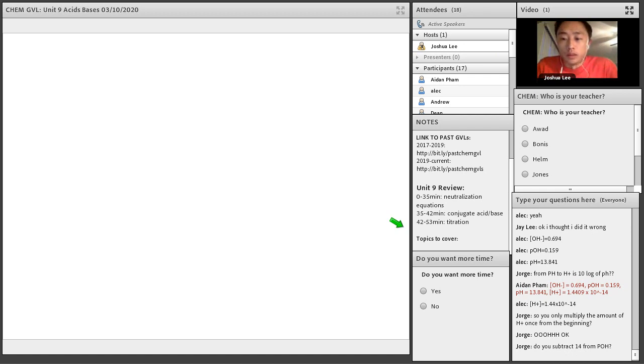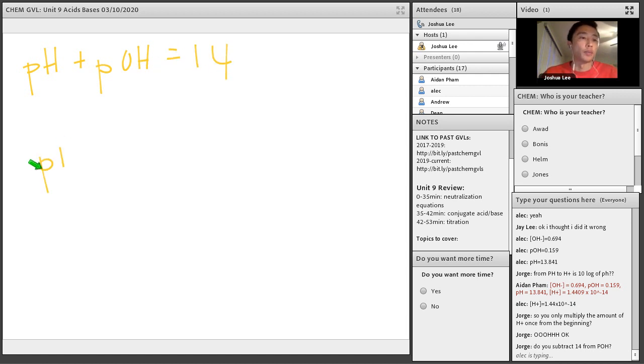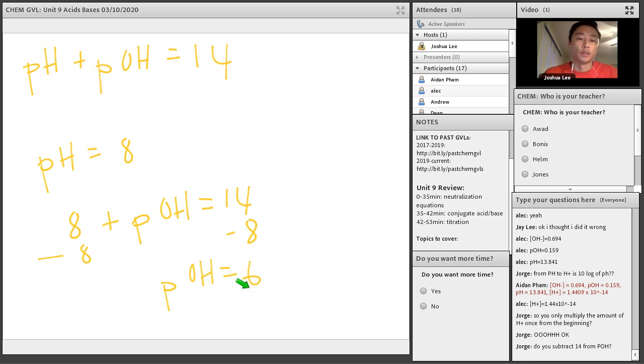What can I do? Do you subtract 14 from pOH? Yeah. In this case, the relationship between pH and pOH is if you add them, you get 14. So let's say you had a pH of 8. You just plug it in: 8 plus pOH equals 14. Subtract 8 from both sides. So the pOH in this case would be 6.